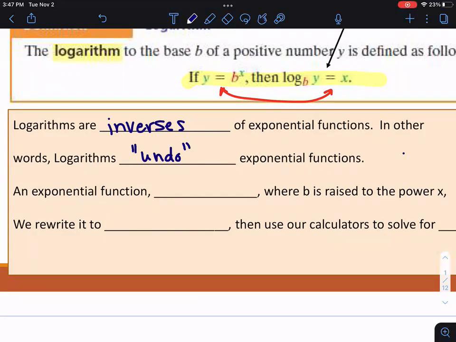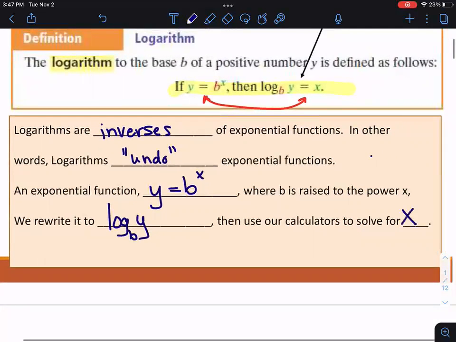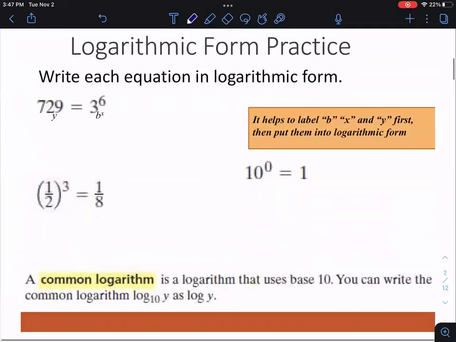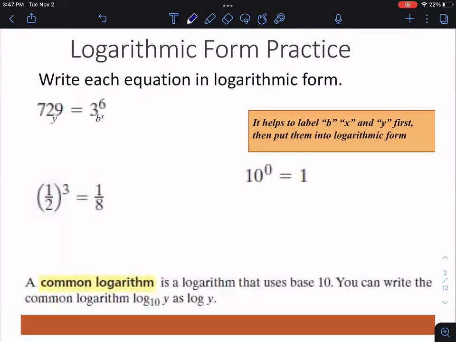So an exponential function y equals b to the x power, where b is raised to the x power, we're going to rewrite as log base b of y, and we're going to use our calculators to solve that for x, which is whatever's in the position of the exponent. So some practice converting between the two forms is going to be first.